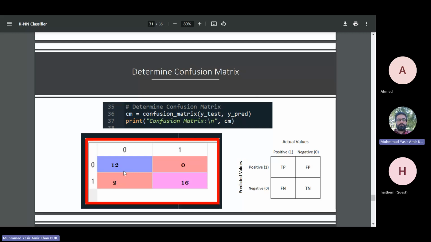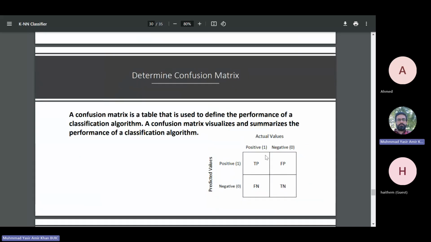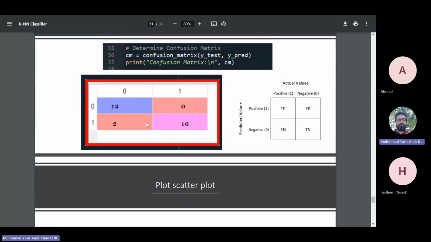Here you can see we have 12 true positives, which is a good thing. Then we have true negatives, which is 16. Again, it's a high number, a good thing. Then we have zero false positives, which is again good. There was no mistake in that. But here, two mistakes are made in the false negatives. False negatives are serious things. In the case of a fire alarm, a false negative is a serious situation. It means that two times a fire did break out, but the alarm did not ring. We can think of it that way. So this is the confusion matrix which our code will generate.